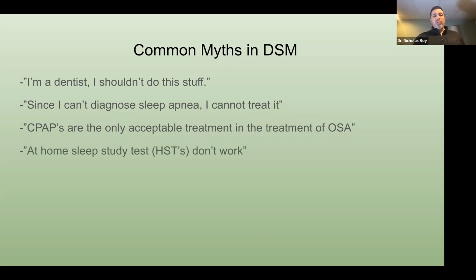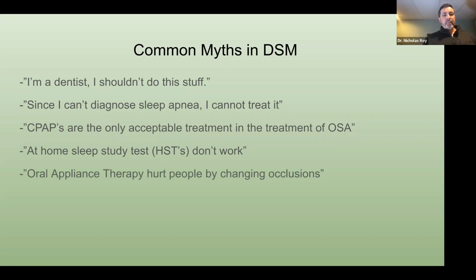Another one is the at-home sleep study tests don't work, HSTs. This isn't the topic of today's conversation. The home sleep study tests we're going to talk about at the end of this lecture are absolutely a critical part of how we assess the quantity of the outcome for the patients. Unfortunately, insurance companies don't pay for in-lab sleep study tests after a device is made, or at least most don't. We need another tool, and the at-home sleep study test is just that.